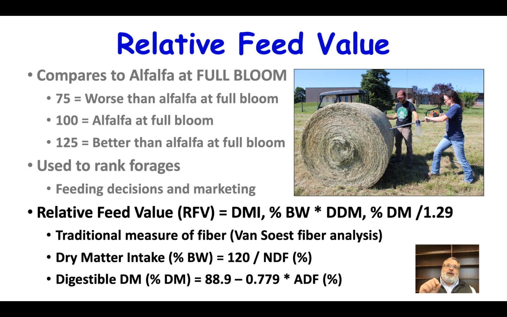Essentially, it's dry matter intake times digestible dry matter. And these are both based on NDF and ADF, so traditional measures of forage quality. And then those two things are divided by 1.29. And that gives us our relative feed value. So, again, this is based on traditional measures of forage quality.